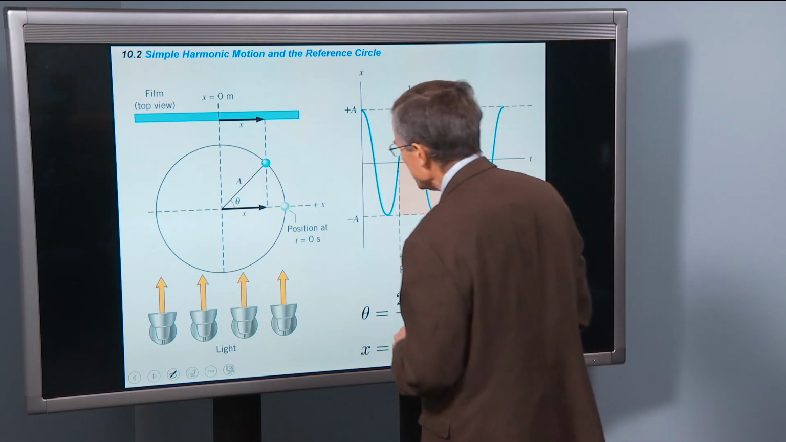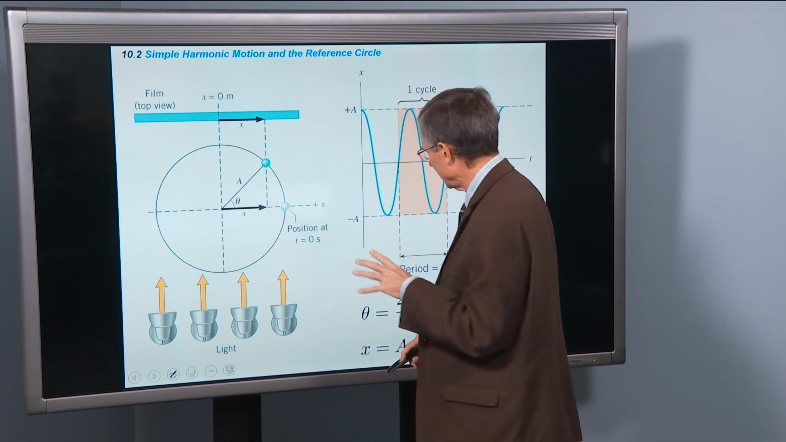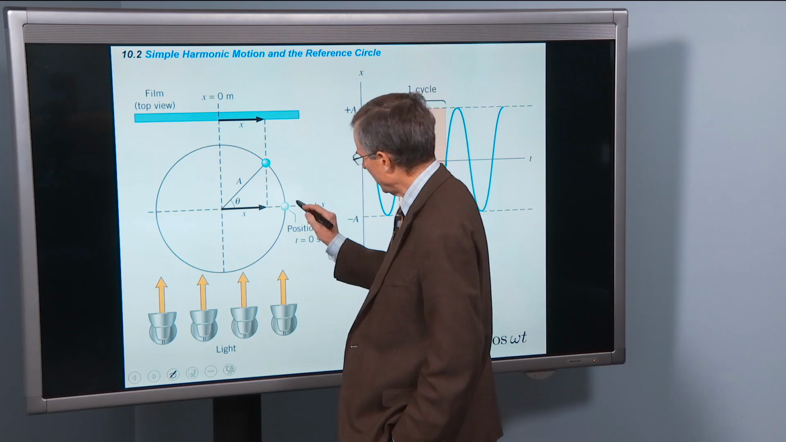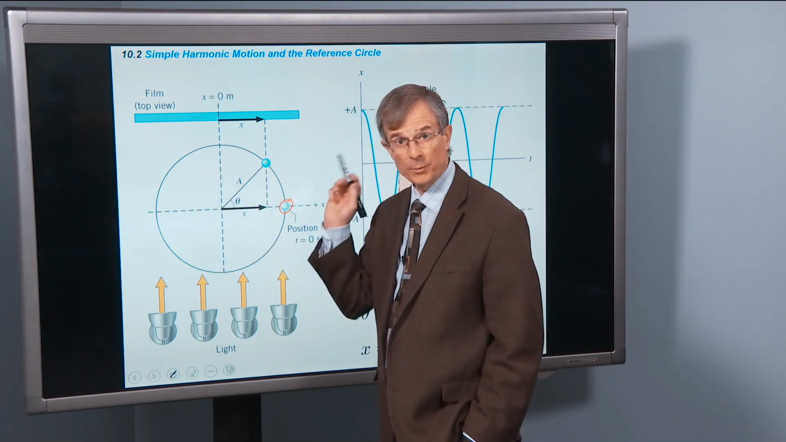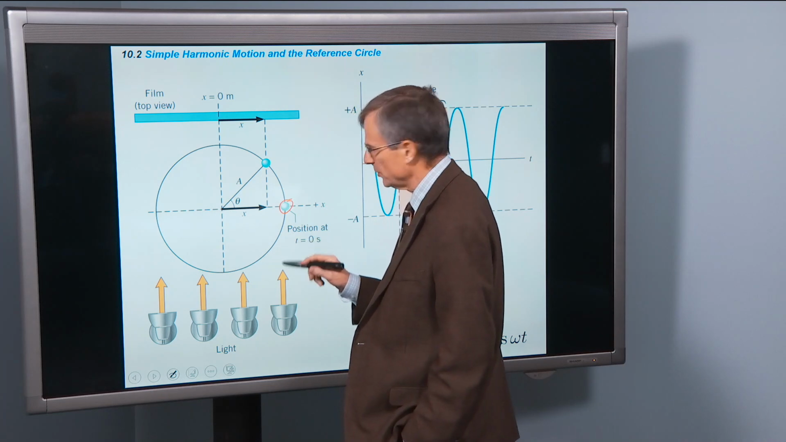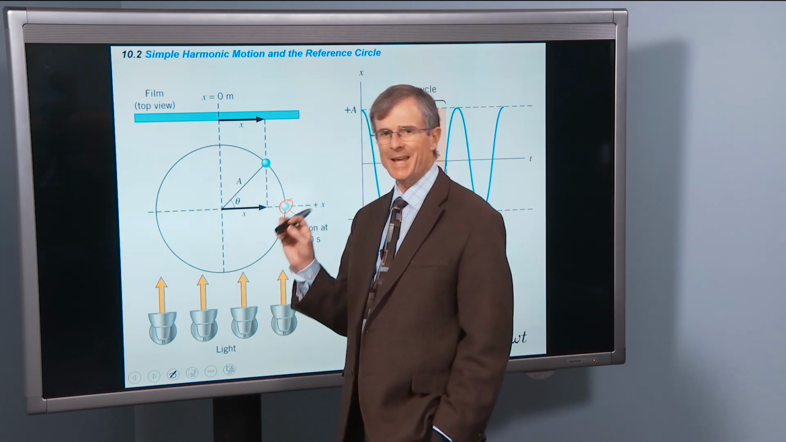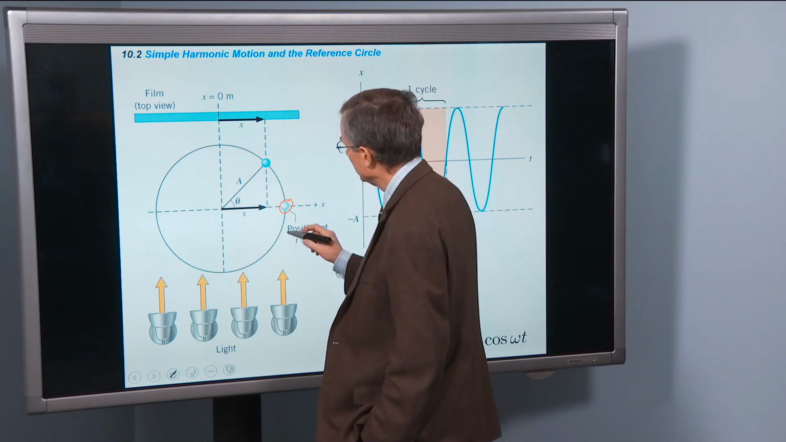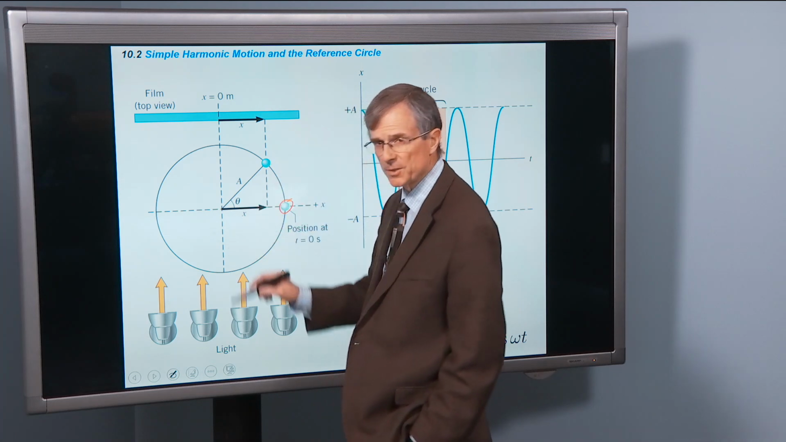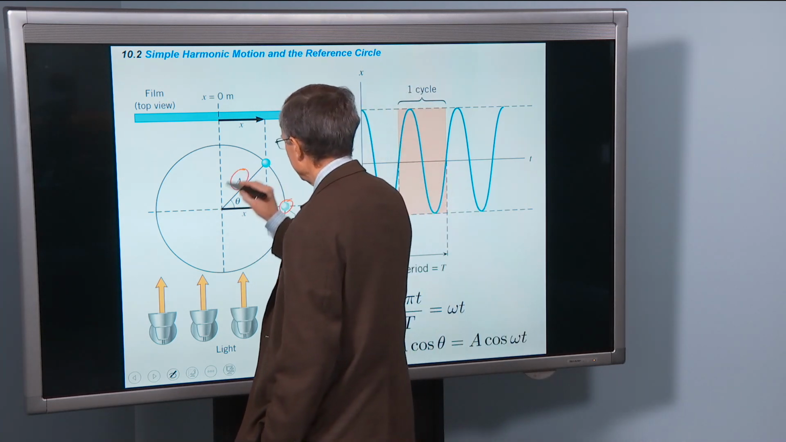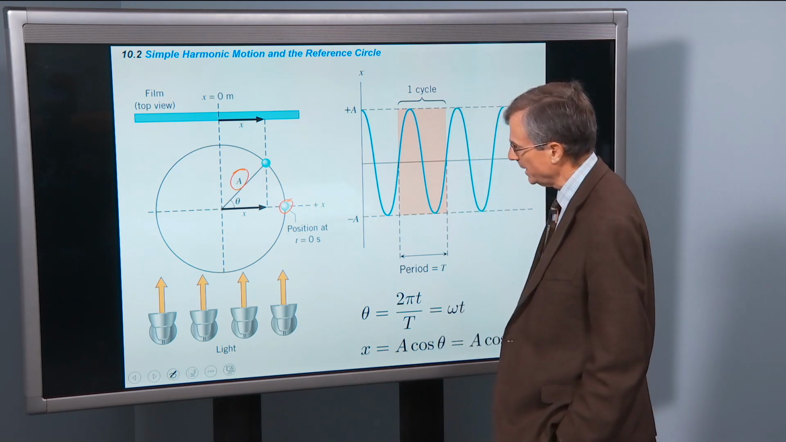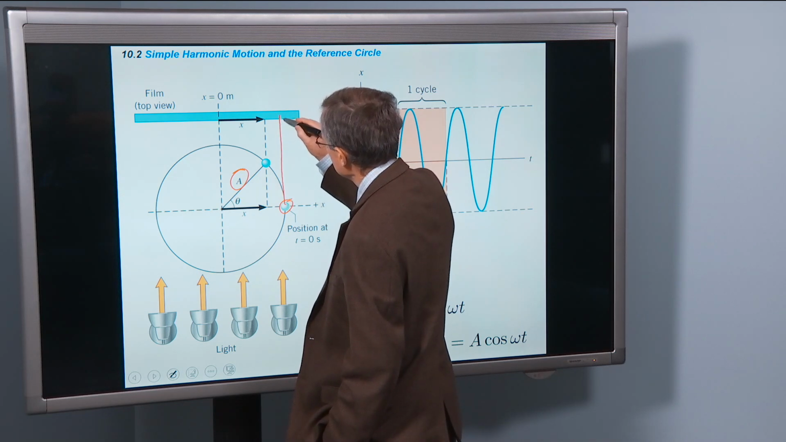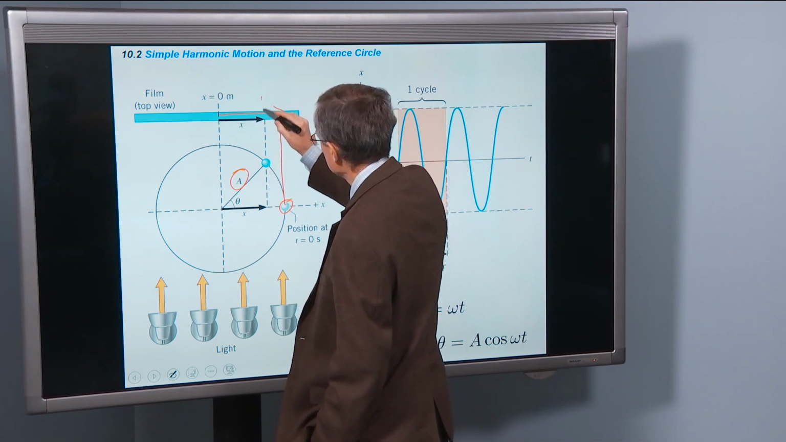So here's how it works, and here's where we're starting to get a little bit of mathematics into this problem. I've got the light source, and an object going around in uniform circular motion, but I'm only interested in its horizontal component, its x component. When it's here, its x component is equal to the radius of the circle, which we're going to call A, the amplitude. That's its maximum position.